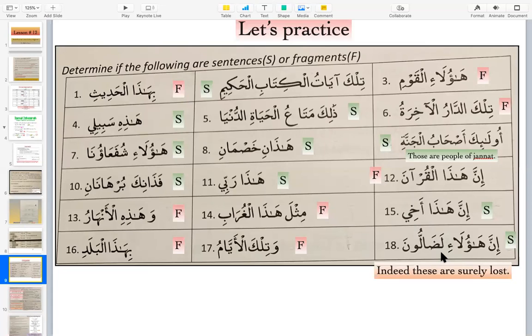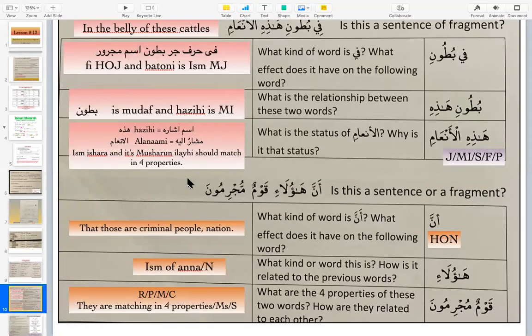Is that a sentence or a fragment? After haulai, there is no al. So that means this is our sentence. And the translation would be, indeed, these are surely lost. Why am I saying surely? This la is giving another emphasis over here. Okay, so this is our sentence. So I hope these things are clear to you guys.